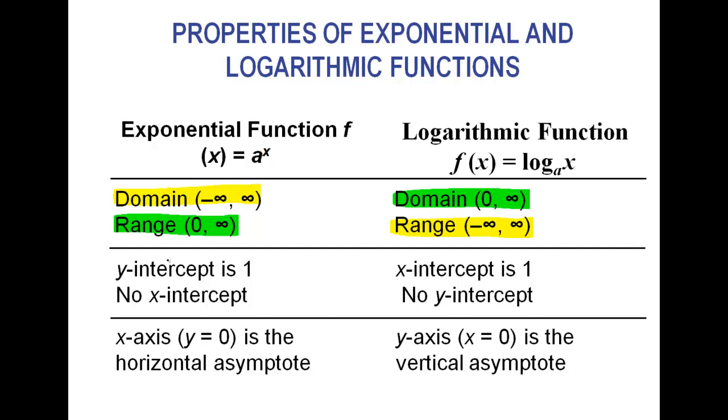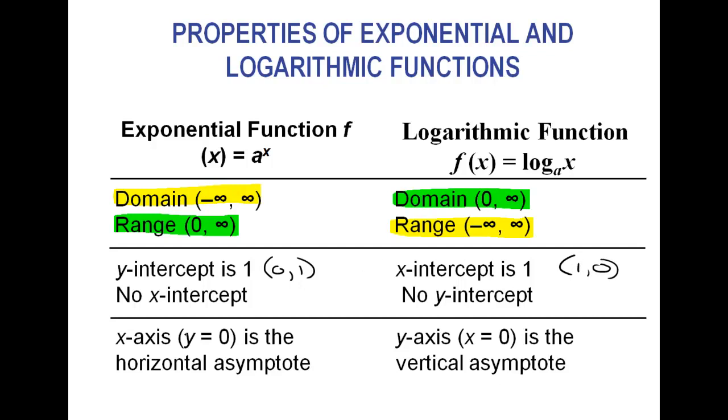For exponential functions, we have that the y-intercept is 1. So that means we always have the point (0, 1), and there is no x-intercept. Here, for logarithmic functions, the x-intercept is 1, which means we always have the point (1, 0), the exact opposite, the inverse of that one, and there's no y-intercept.